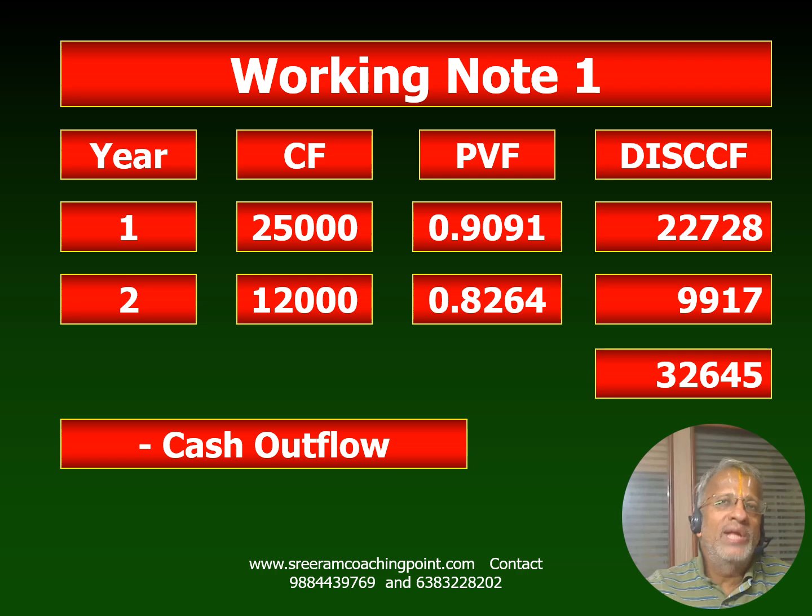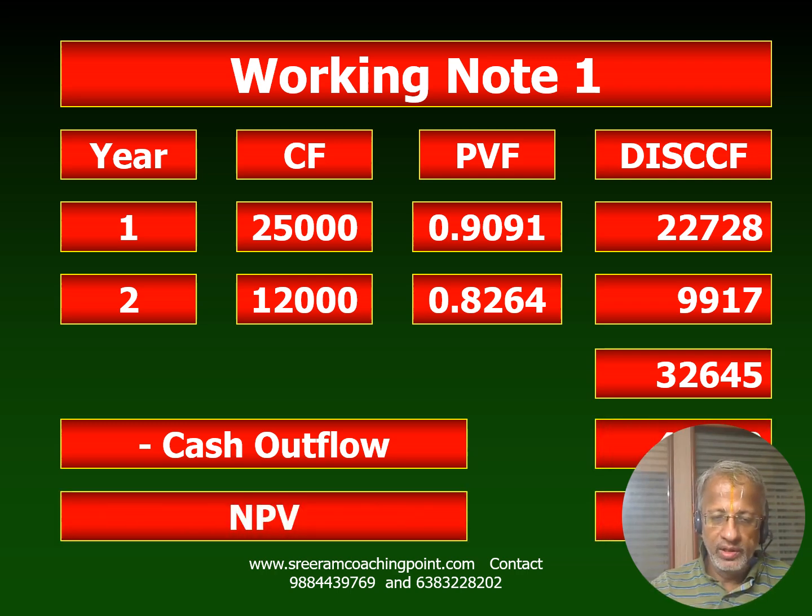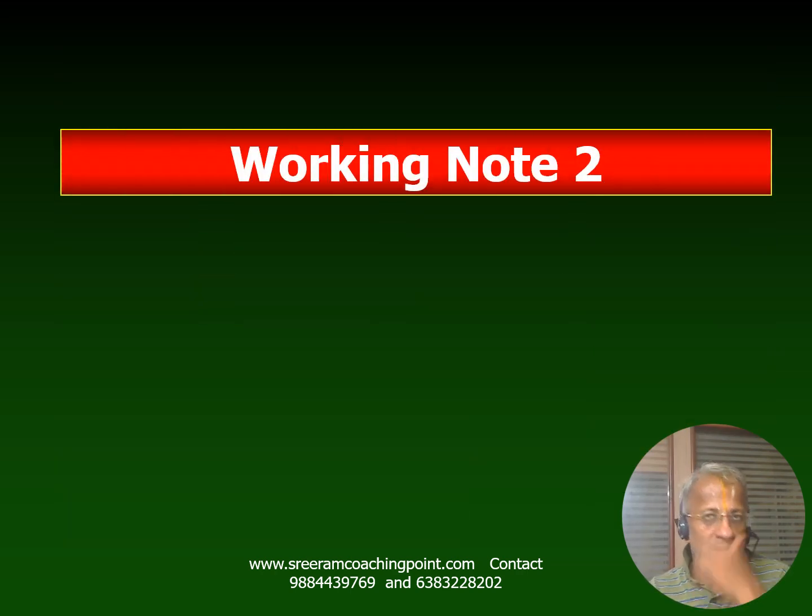So when you know that the sum comes to 32645, you can arrive at your NPV as 7355, an NPV in the negative. Correct. And this is going to be the worst NPV, and let us proceed and find out how combination 2, or working note number 2, can be worked out.